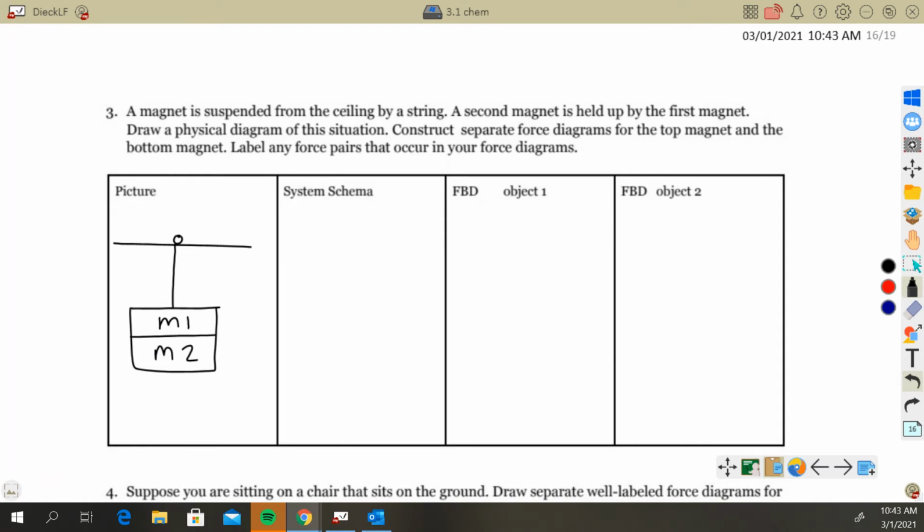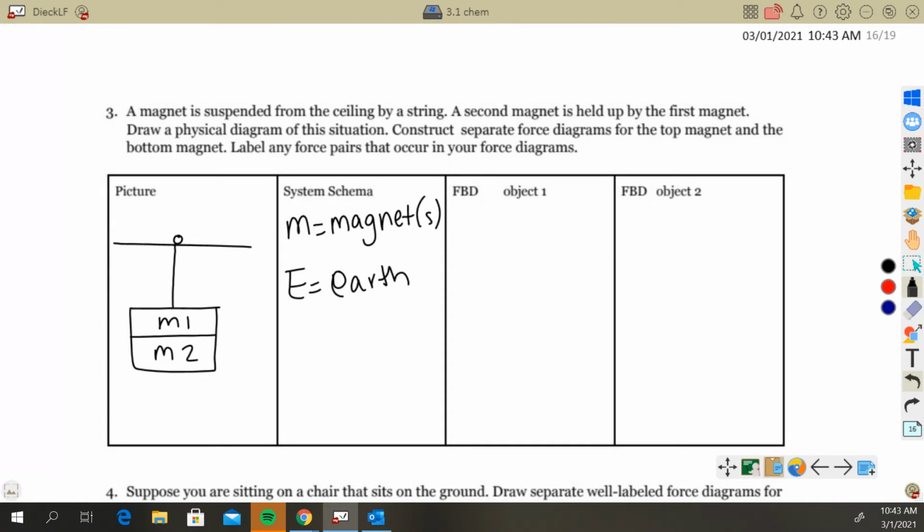Our system schema is actually very easy. Thank you, Brooklyn. So our system schema is going to be pretty easy. It's going to be M for our magnet, or magnets, and just Earth. Okay, so that's our system schema for this one. Magnets and Earth. Okay?